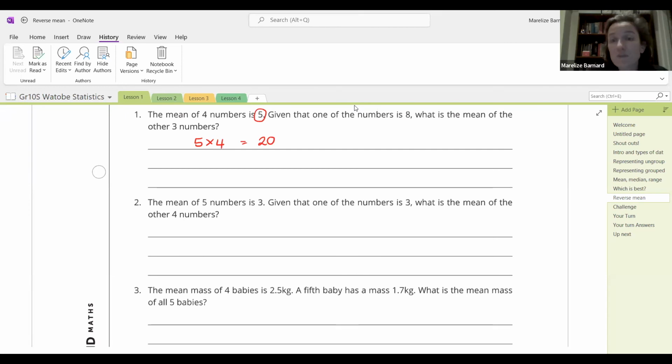We know that one of those numbers is 8. So he said, okay, subtract the 8 from the 20, and then you get 12. The question asks, what is the mean of the other 3 numbers? It's not asking you specifically what the 3 numbers are, just what the mean is. So we can take the 12 and divide that by 3 and get 4. That's the mean of the remaining 3 numbers.